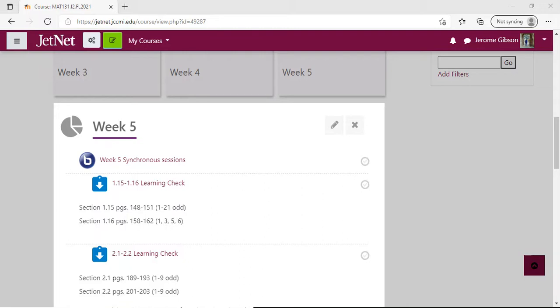We're about to start on sections 1.15 and 1.16. Section 1.15 is page 148 to 151, problems 1 through 21 odd. I'm going to go over maybe about 4 problems from this section. If you have any additional questions, you can feel free to email me or ask those questions during our live synchronous sessions. So I'm going to start with problem number 7.